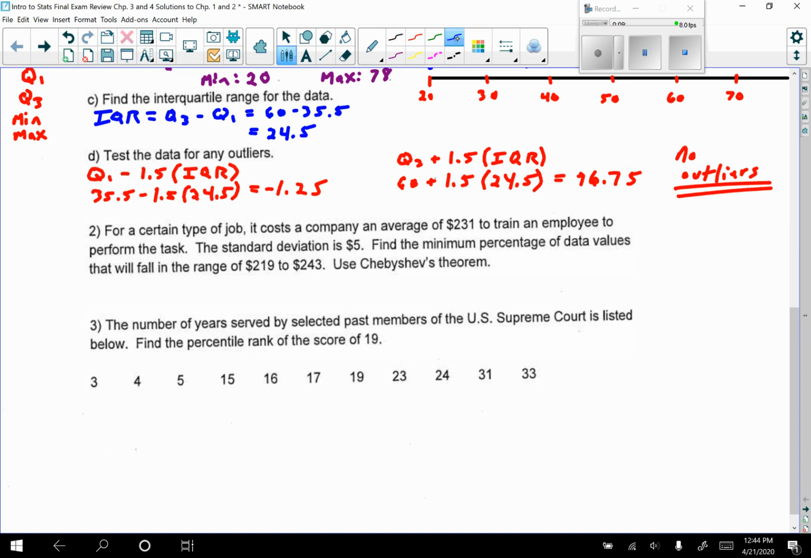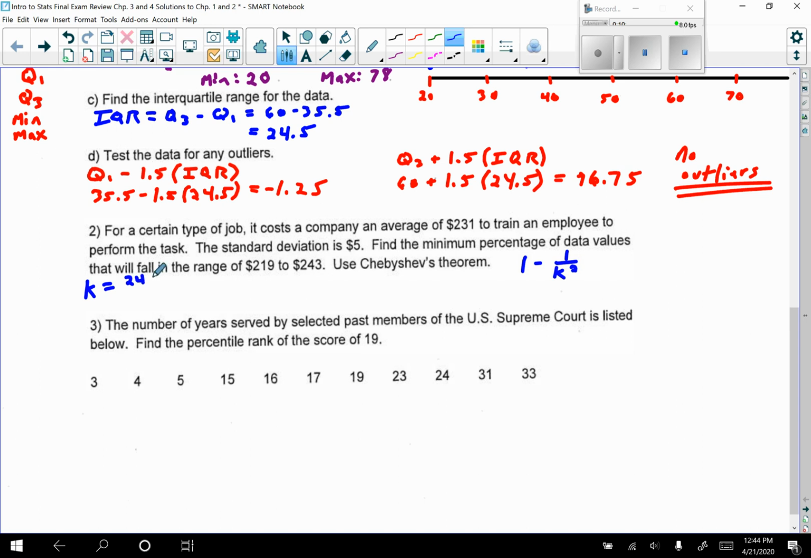$243. So Chebyshev's theorem, remember, is 1 minus 1 over k squared. So in order to find k, the number of standard deviations, we're going to take our largest value here, subtract the mean from it. Even though Chebyshev's theorem works with any type of distribution, if we were to picture the normal distribution, that mean of 231 would be right in the middle.